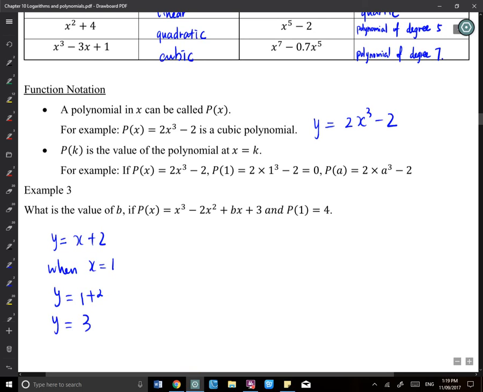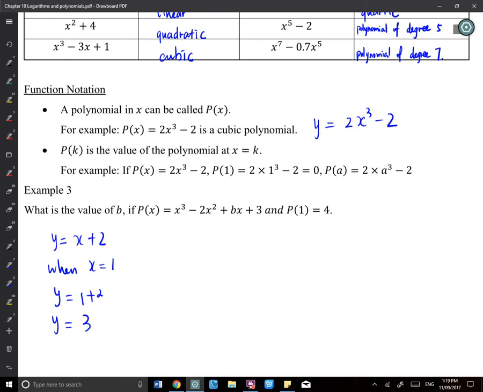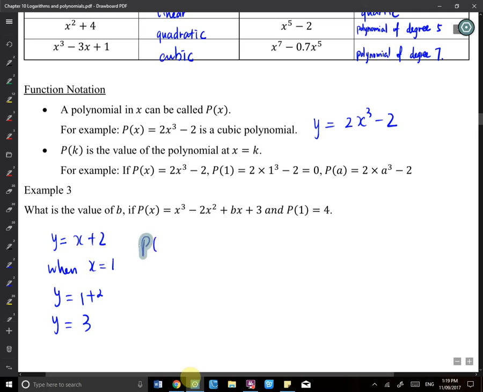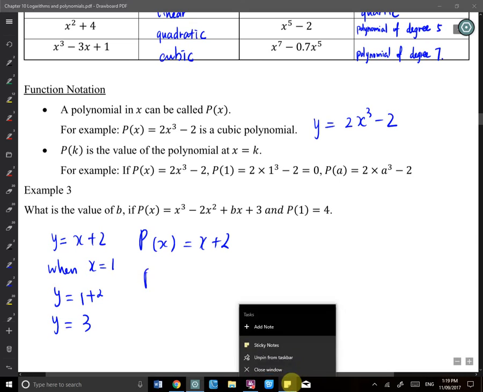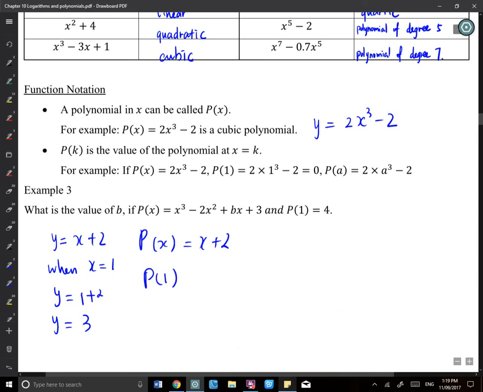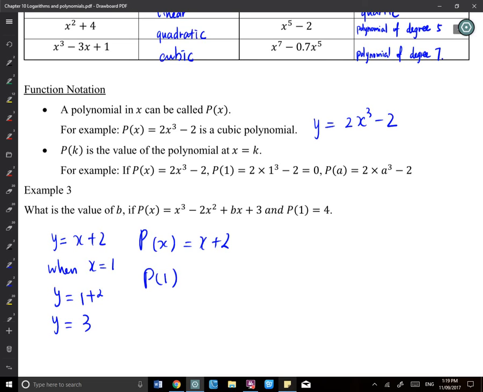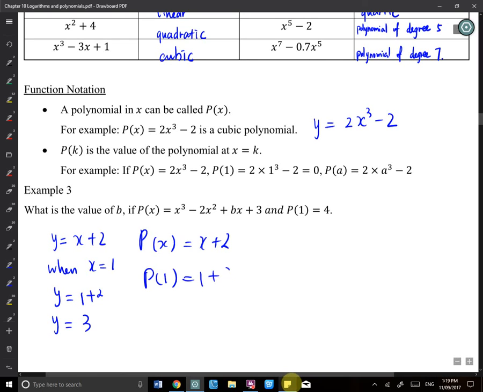But what's the benefit of writing y in terms of P(x)? I'll say P(x) equals x plus 2. Now I want to find the value where x equals 1, so what I will do is P(1). We substitute x equals 1 into the function, so that's just equivalent to 1 plus 2, and that equals 3.